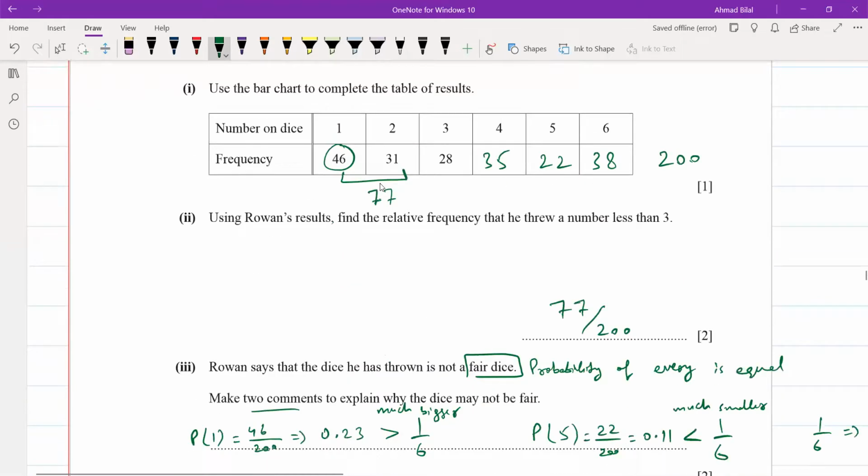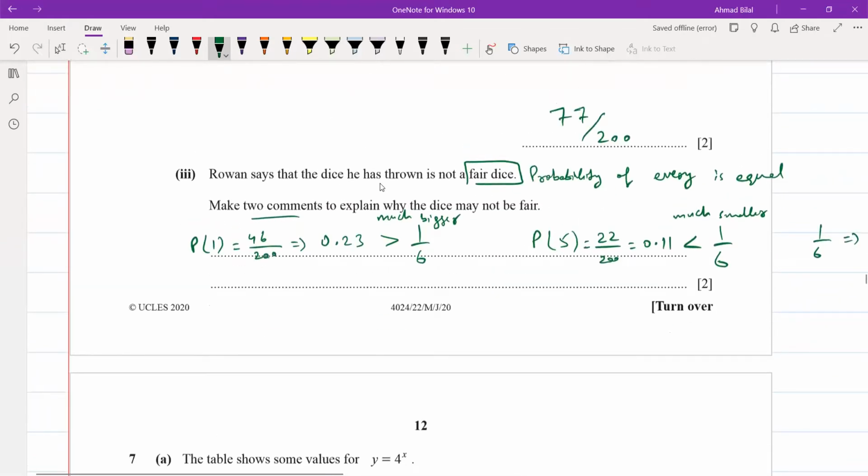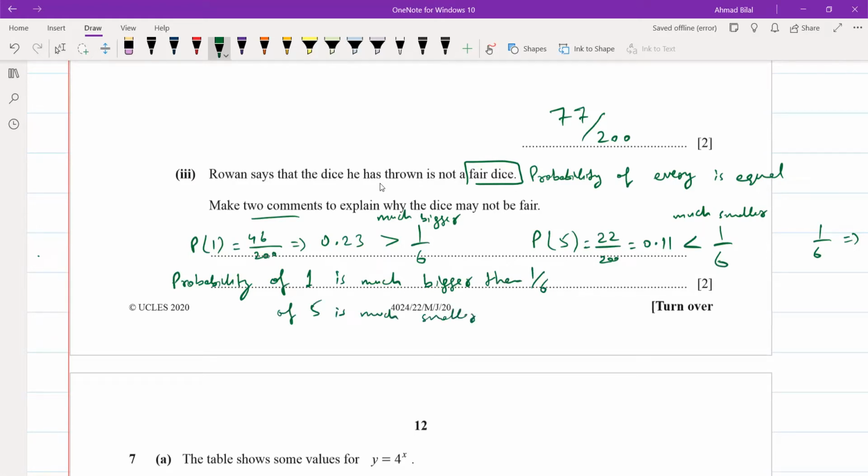तो इस केस के अंदर आपका डेटा आपको बता रहा है कि probability of 1 is... so I can write that in words. The probability of 1 is much bigger than 1/6, and the probability of 5 is much smaller than 1/6. ये आपकी एक argument होएगा.